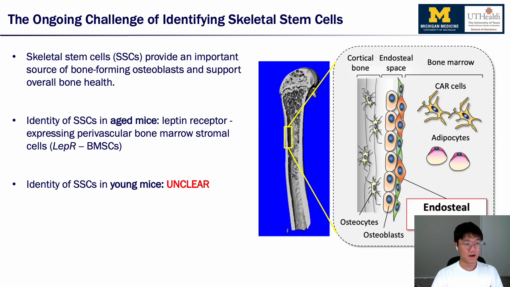So first, a little bit of the background. Skeletal stem cells provide an important source of bone-forming osteoblasts and support overall bone health. The identity of SSCs in aged mice has already been identified, but the identity of the SSCs in young mice is still unclear.